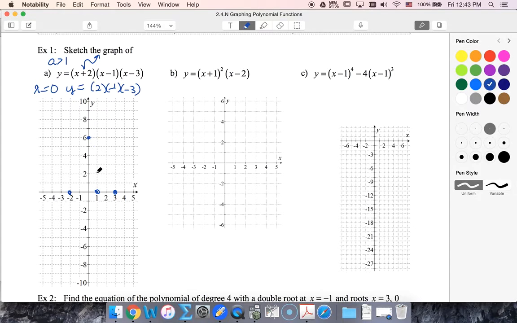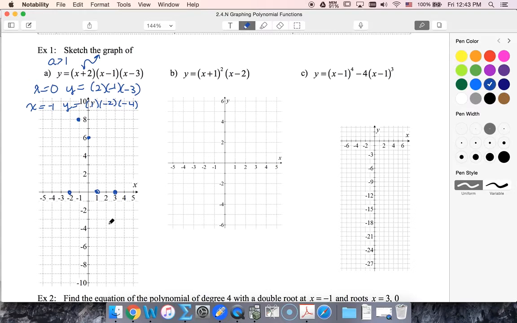So knowing this behavior, you might be tempted to make this your local maximum. However, that's not necessarily true. So I'm going to also check out my value when x is -1. Then my y value is going to be 1 times -2 times -4. That's going to give me +8. So I know that this is not my local max.